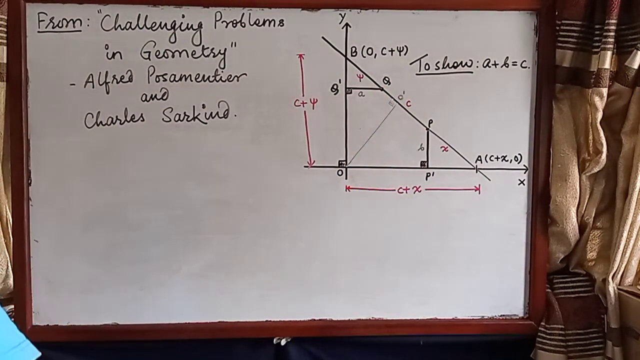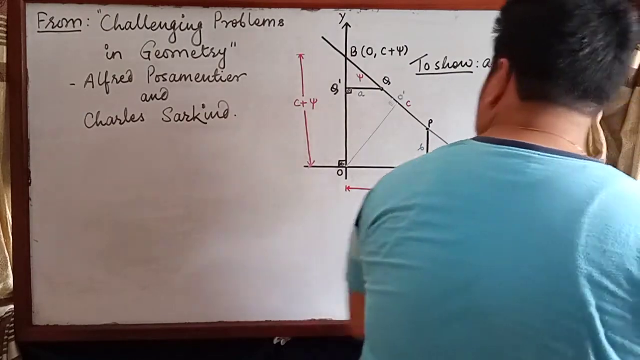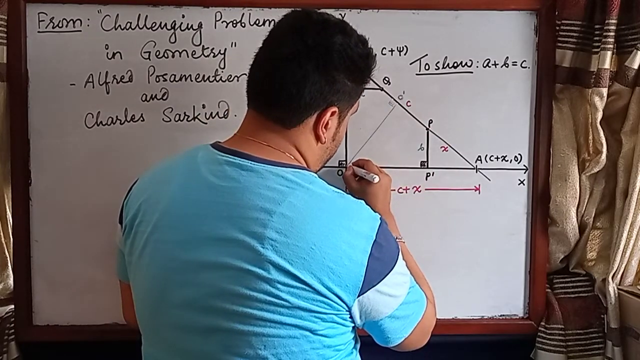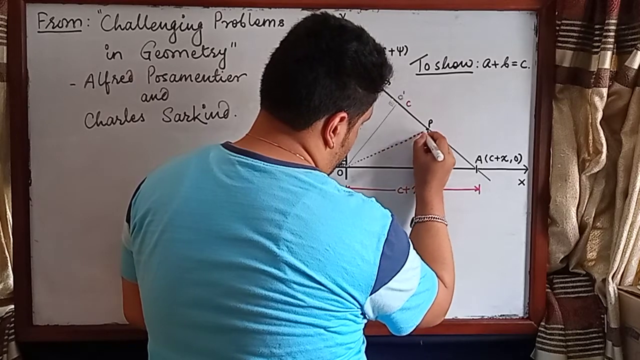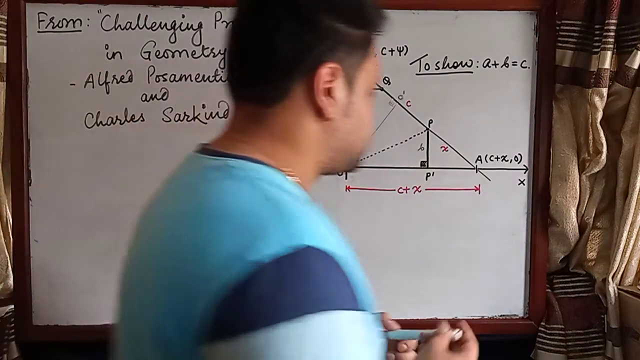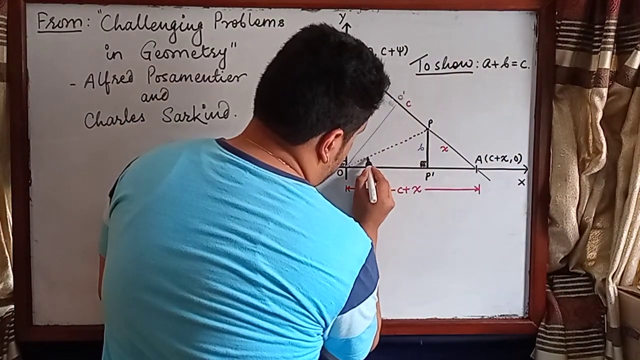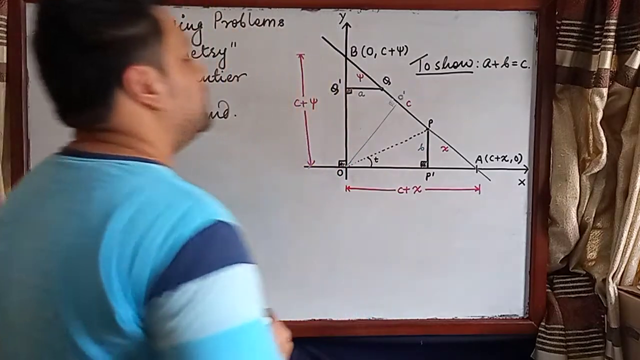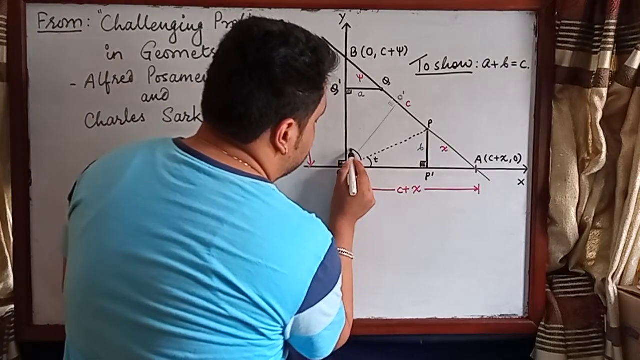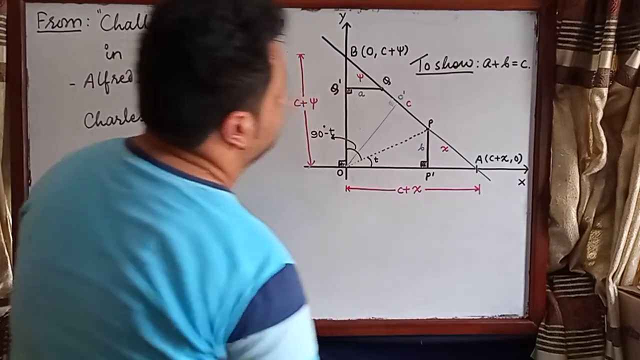Okay. All right. Now, let's join O and P. Then let's say this angle is T. Since this is 90 degrees, this angle will be 90 degrees minus T.